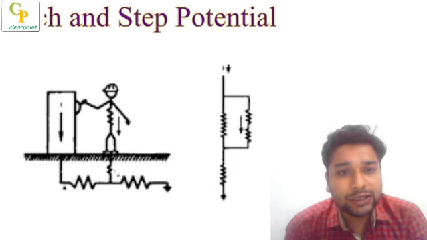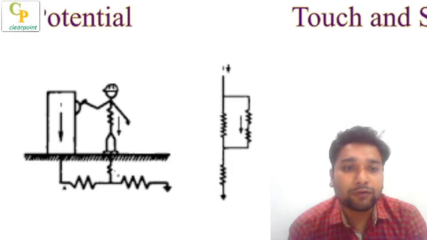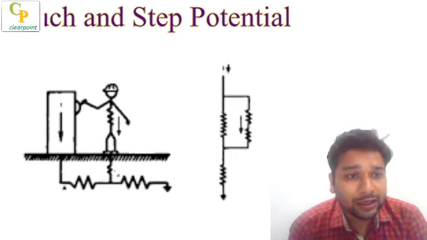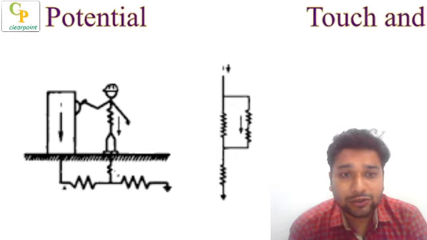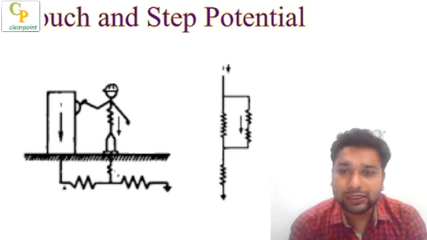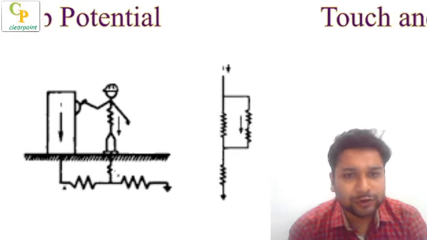What happens actually in touch potential is that the body offers some resistance. Now this resistance offered by our body is less as compared to the grounding, so more current flows through our body and then we get a shock. So this is a touch potential.